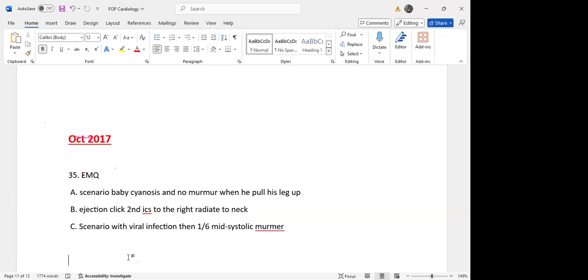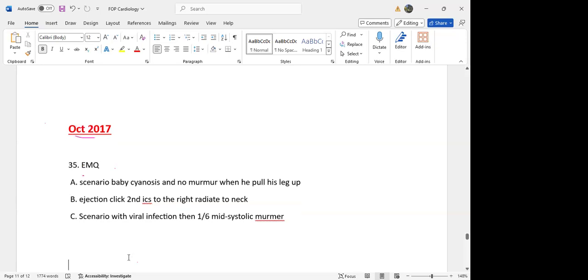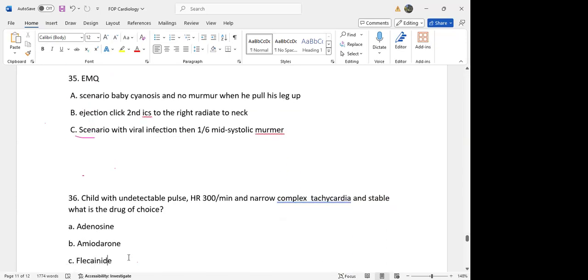Murmur at the second right intercostal space which radiates to the neck: it is aortic stenosis. Scenario with viral infection, then a 1/6 mid-systolic murmur. We have already told you about the innocent murmur: they are soft, they are systolic, and most of the time they are picked up during viral infections. As the murmur character is just 1/6 systolic, most likely this is an innocent murmur.